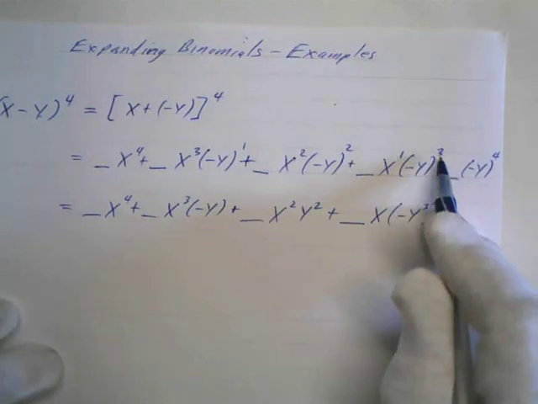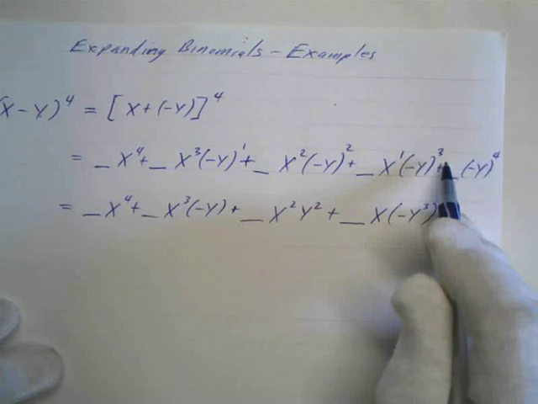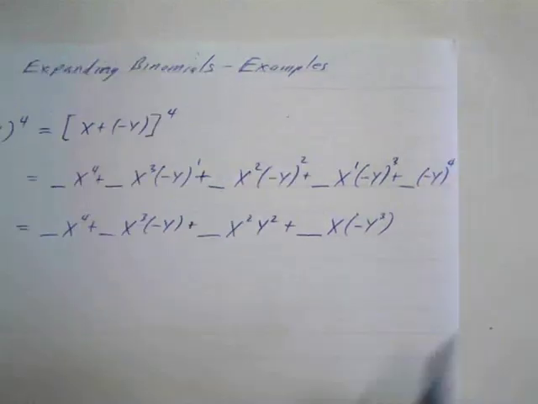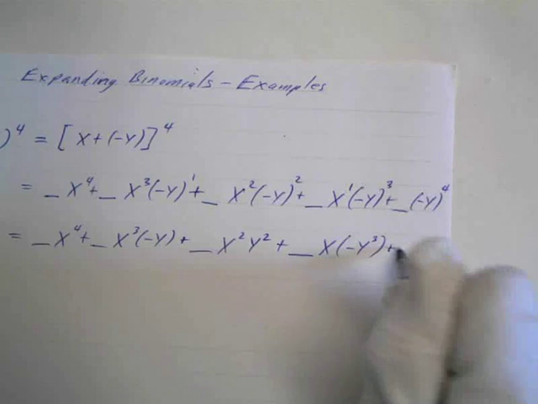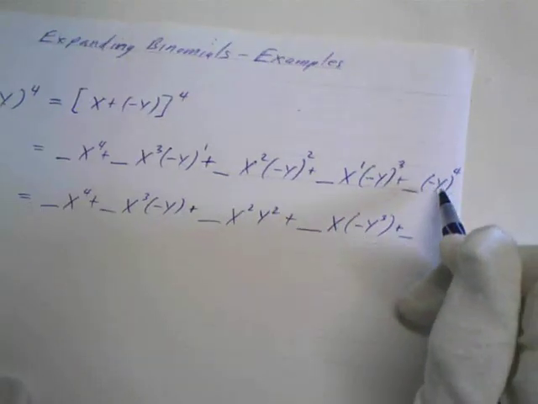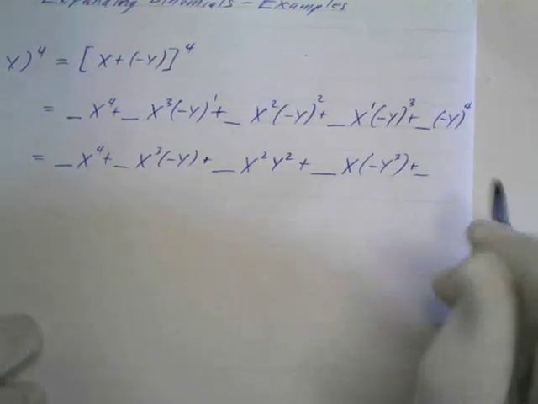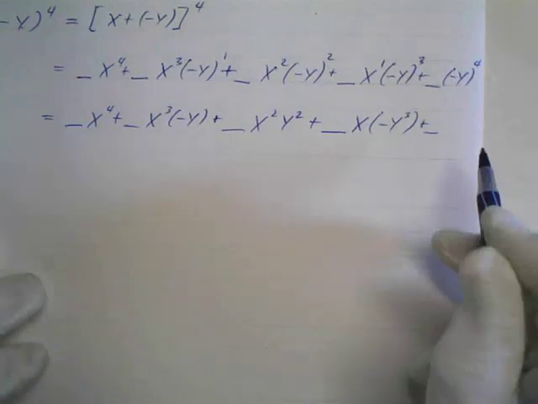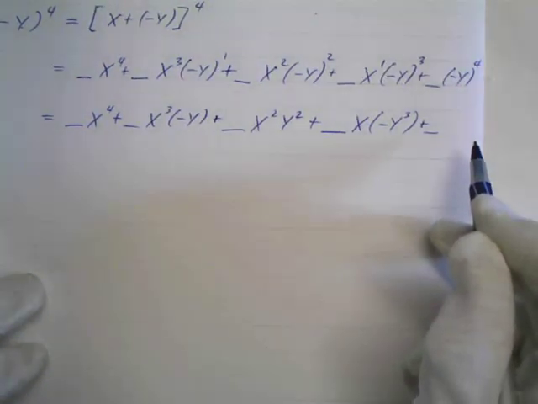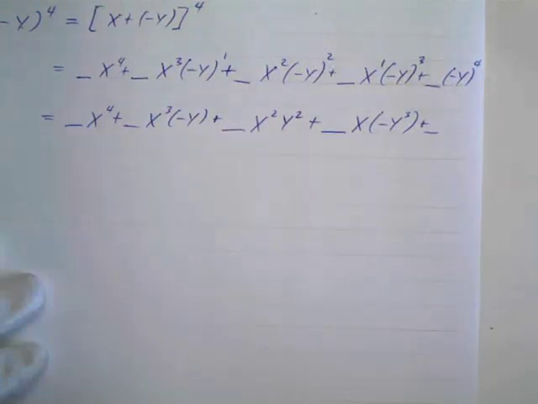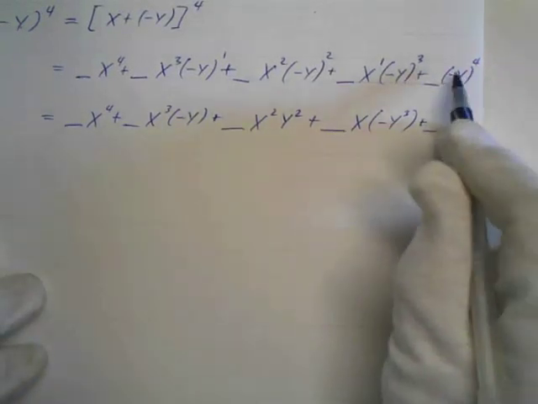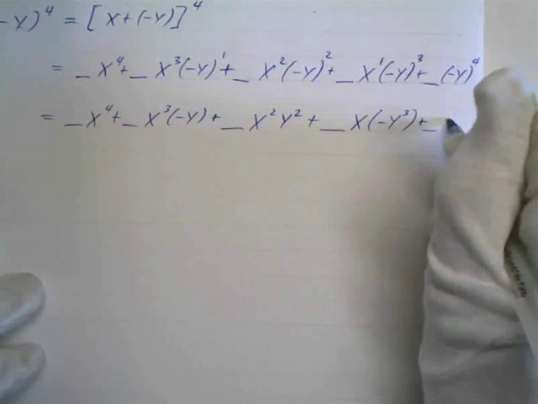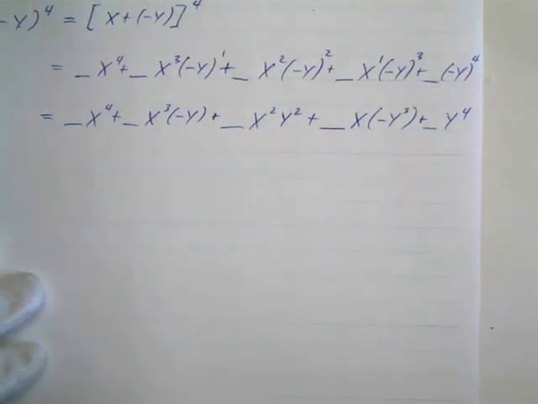Because if we raise a negative to an odd power, a negative times a negative is a positive times a negative is a negative. And then finally plus. And then a negative to an even power: a negative times a negative is positive times a negative is a negative times another negative is a positive. So if it's an even number, it becomes positive. So that's going to be y to the fourth. Okay?